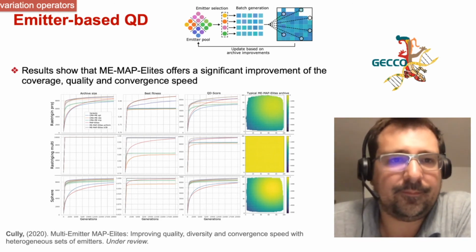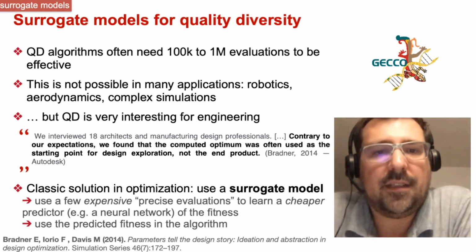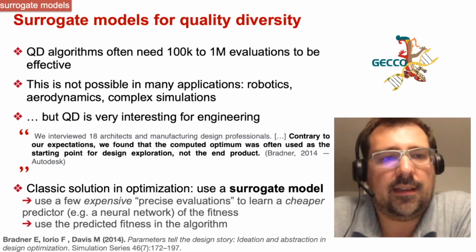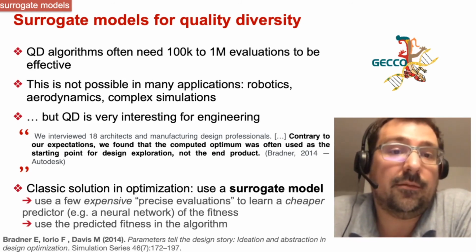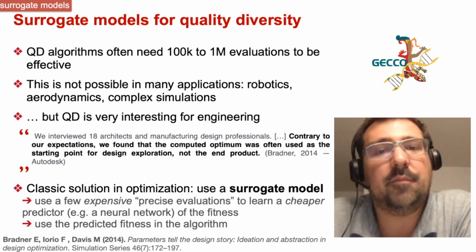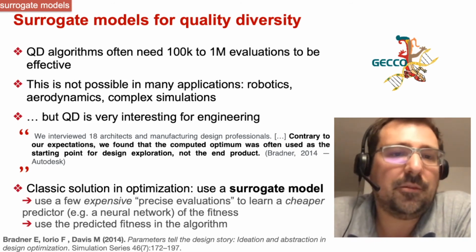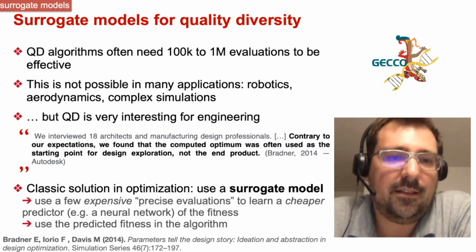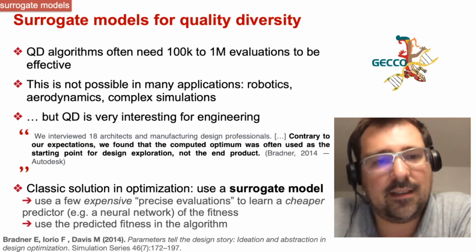Second topic of this third part of the tutorial is what to do when your fitness function is very expensive. So quality diversity algorithms usually are designed to need hundreds of thousands of evaluations or even millions of evaluations of the fitness function, which is doable for many fitness functions on modern computers, but this is not possible in many applications that are really interesting. For instance, robotics, aerodynamics, anything that involves complex simulations, like mechanical simulation and things like this.